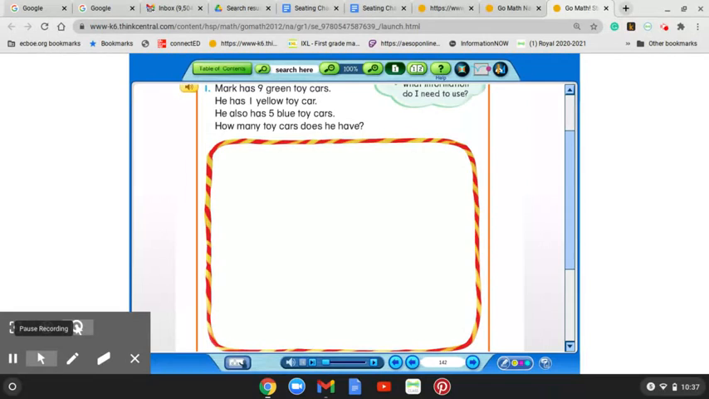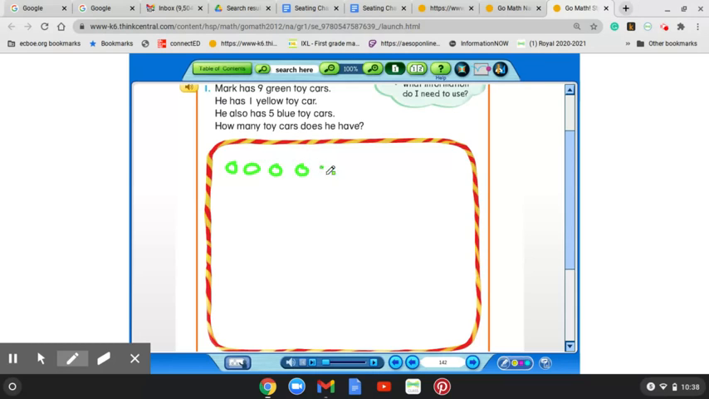Now, the first thing that we want to do is we want to get our green crayon. So I'm going to get mine. And we are going to remember we draw circles so that we can move quickly instead of drawing the whole picture. If you had a lot of time, you could draw the picture. So Mark had 9 green toy cars. So we'll draw 9 circles. 1, 2, 3, 4, 5, 6, 7, 8, 9.